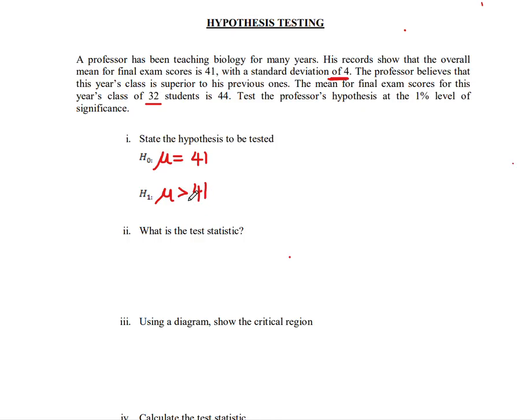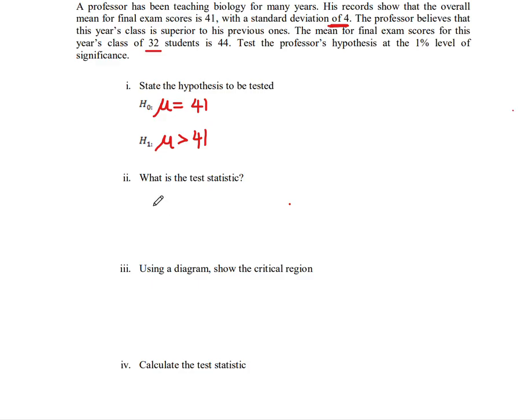It's a one-tailed test because the alternate hypothesis has a greater than sign. If it had a less than sign, it would also be a one-tailed test. But if we used a not equal to, it would have been a two-tailed test. But whatever inequality sign we use in the alternate hypothesis depends on the specific circumstances in the question. In this case, the professor believes that this year's class is superior to previous ones. So in other words, he believes that the mean is now greater than what obtained previously, which is a score of 41. So the value in both the null and alternate hypothesis will be the same.